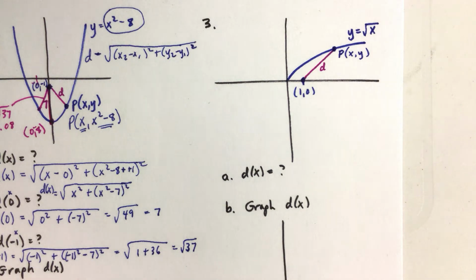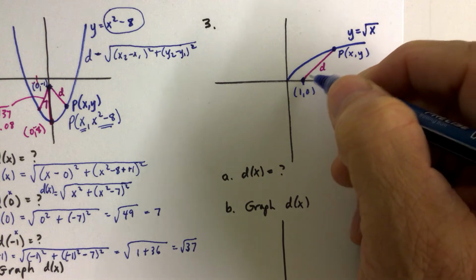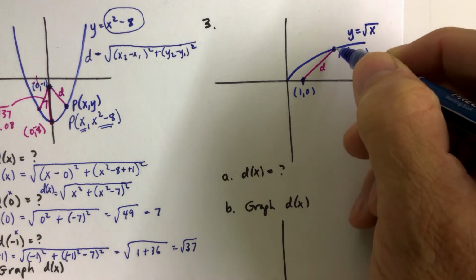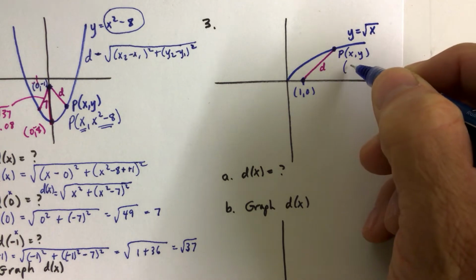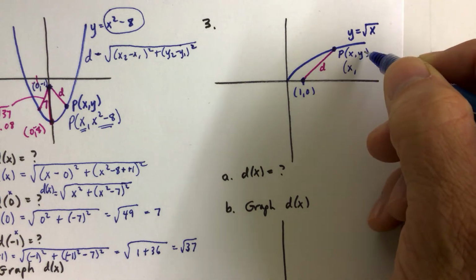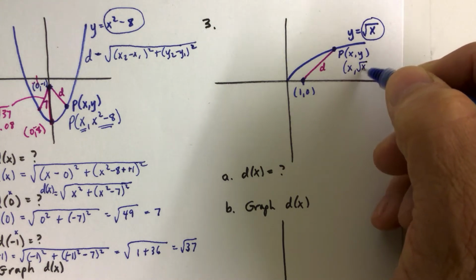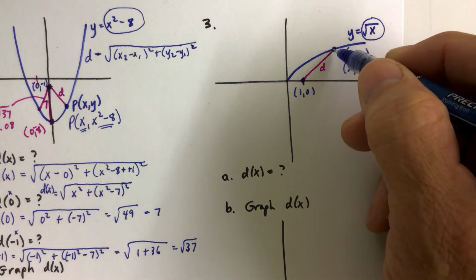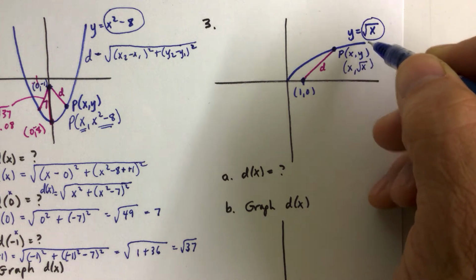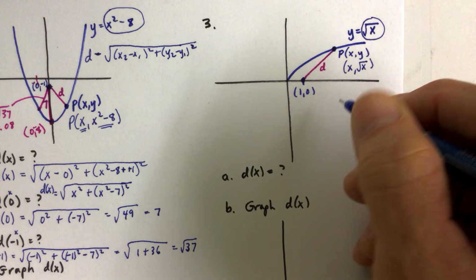For problem number 3, we are going to do it exactly the way we did problem number 2. We're going to express the distance between the point (1, 0) and this point here. Now we could leave it as x comma y, but then that's still too many variables. So where we see a y, we can replace the y with radical x, because the point (x, y) is always on that curve, where the y coordinate is always the square root of the x coordinate.